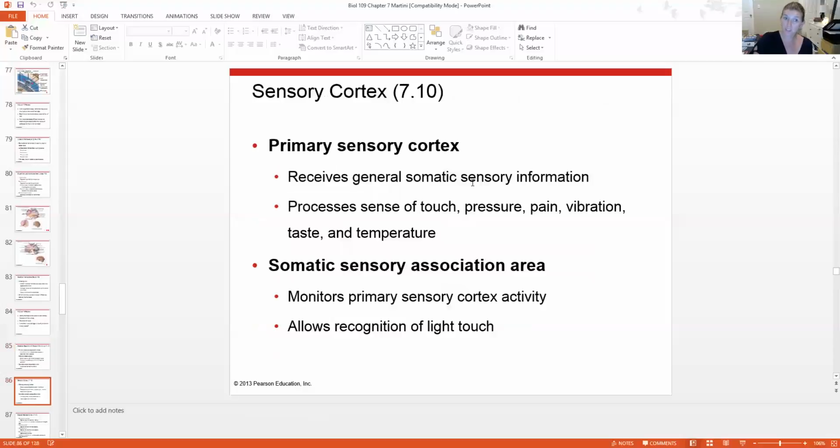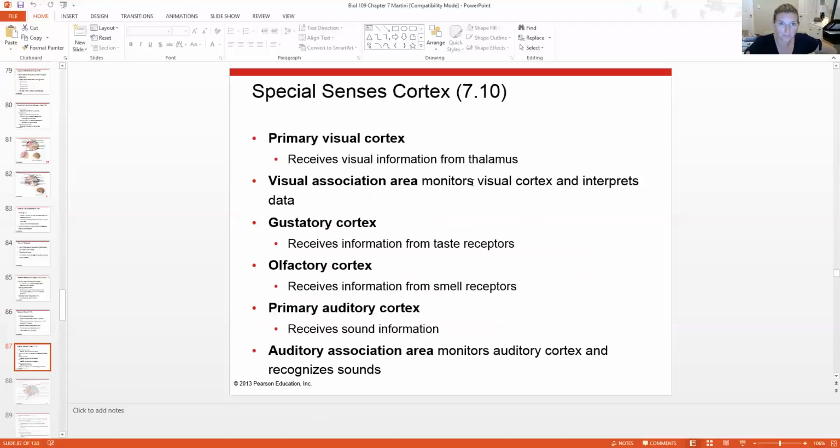There's a primary sensory cortex. This is receiving general somatic sensory information like pain, touch, pressure, vibration, temperature, etc., whether or not the seat that you just sat down on was warm or cold or whatever. There's also a somatic sensory association area for our sensory cortex activity, like recognizing when you're being touched or when the hairs on your arm are moved by a breeze.